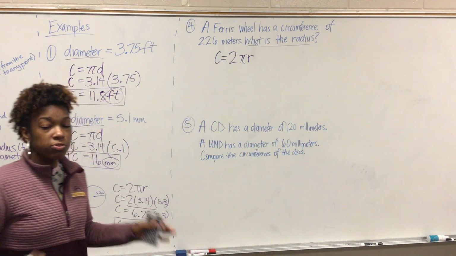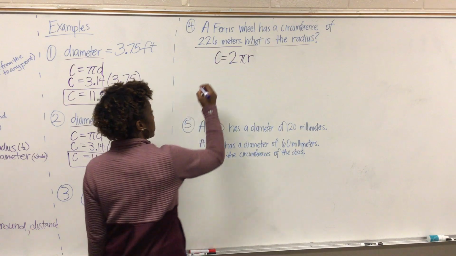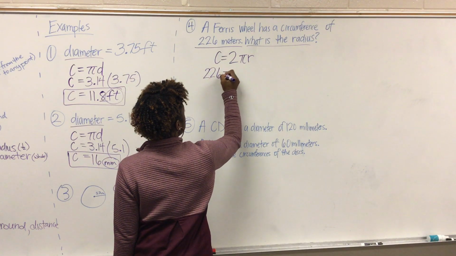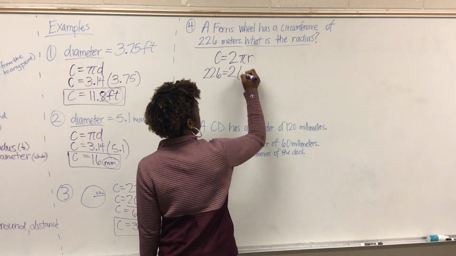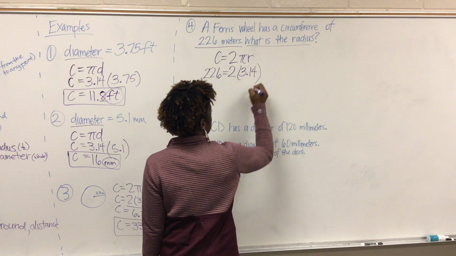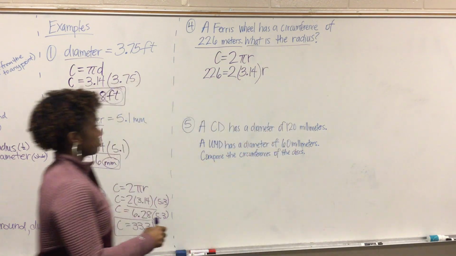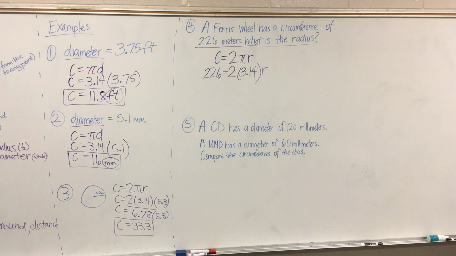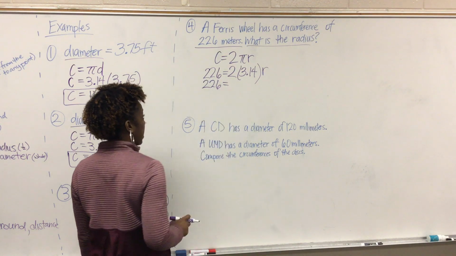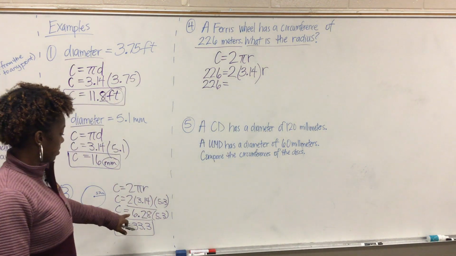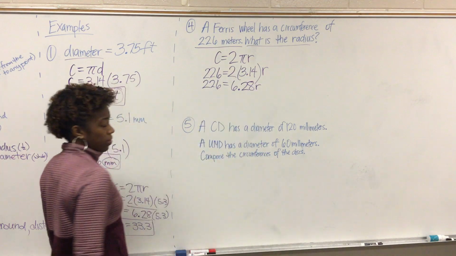Now, fill in what you know. Do we know the circumference? Yes, it says that the circumference is 226 meters. Then we bring down the 2. Do we know what pi is? Yes, pi is always 3.14. Do we know what r is? No, that is what we are trying to figure out. So we still can solve this. We bring down 226 and multiply 2 times 3.14, which is what we did here. We'll get 6.28 r. Now we have a one-step equation.